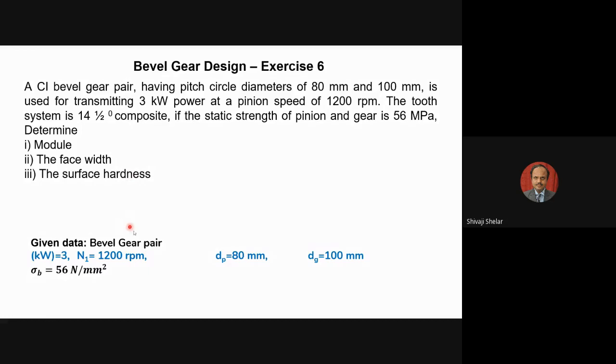So briefly we are summarizing given data. So we have 3 kilowatt power, input speed 1200 rpm, approximate diameter for pinion 80 mm, approximate diameter for gear 100 mm, and permissible bending strength value sigma b 56 Newton per millimeter square. So within given constraint of these two sizes, you need to design.